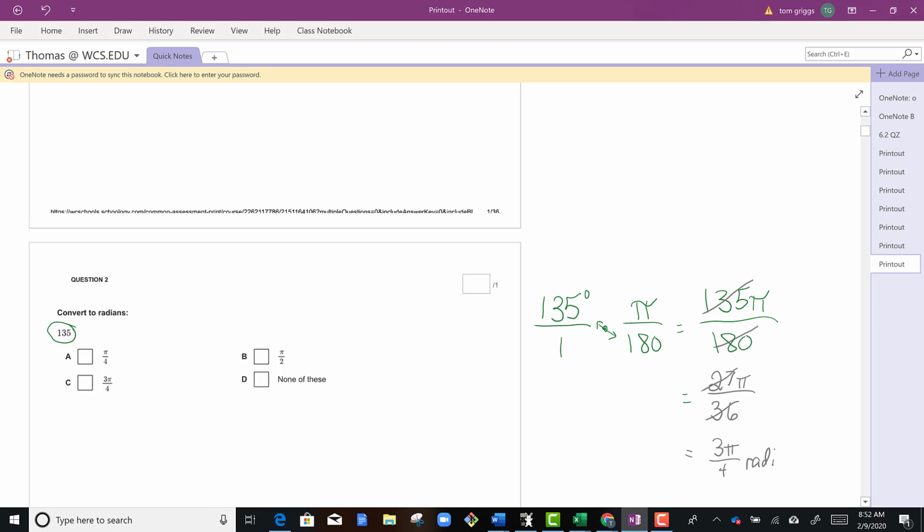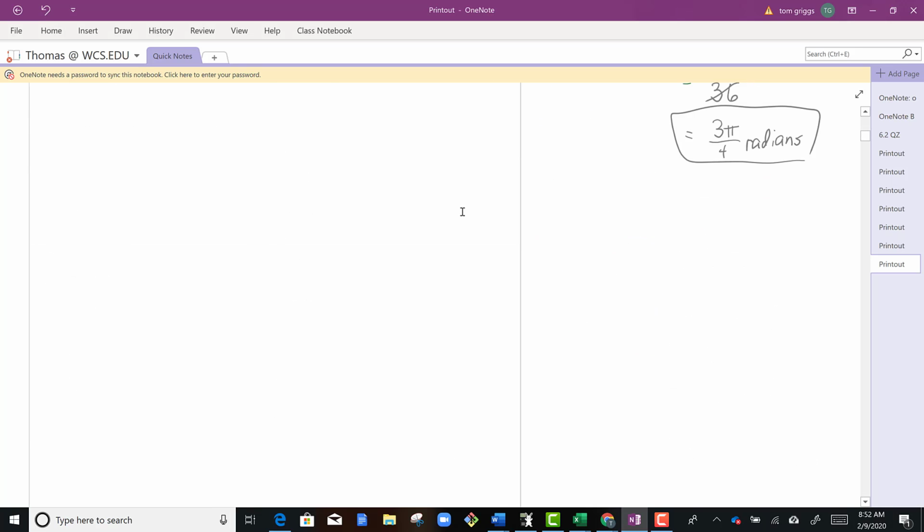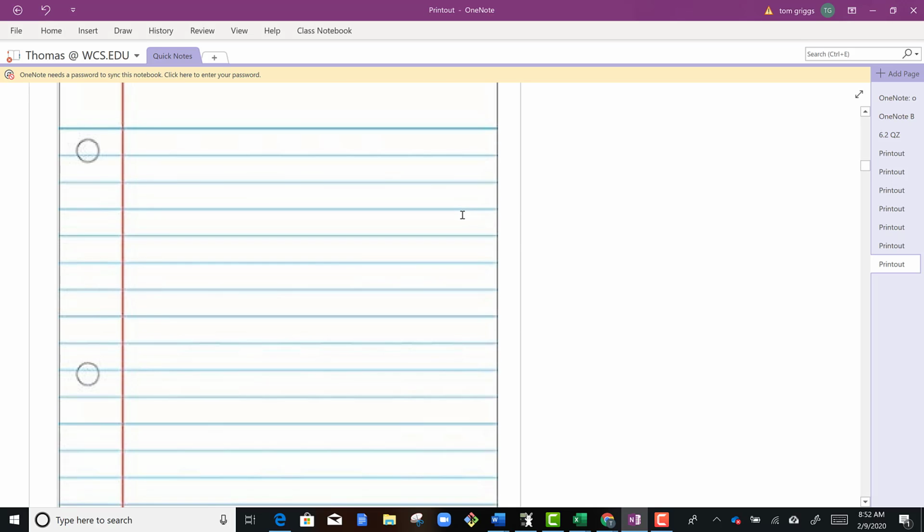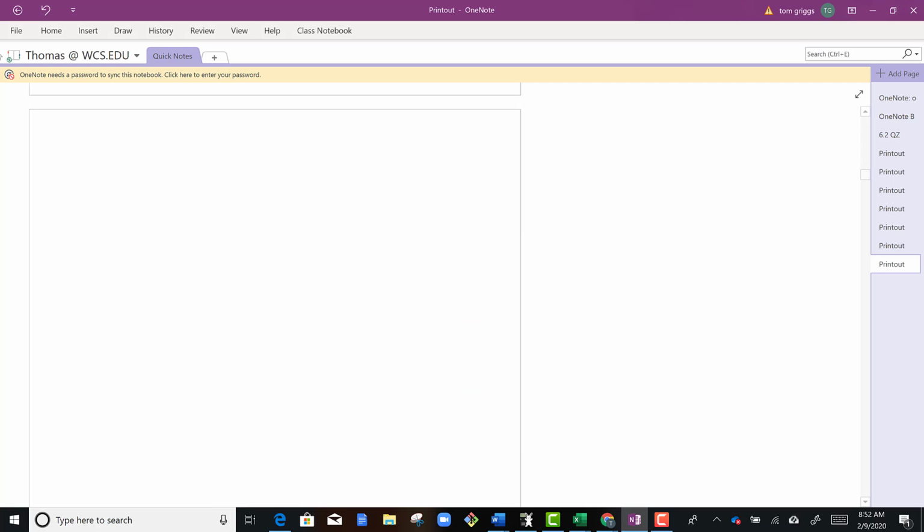radians. Make sure you're showing work, not necessarily on this problem, since it's multiple choice and you may not have that option. But these problems below that give you notebook paper, you are required to show your setups for these problems.